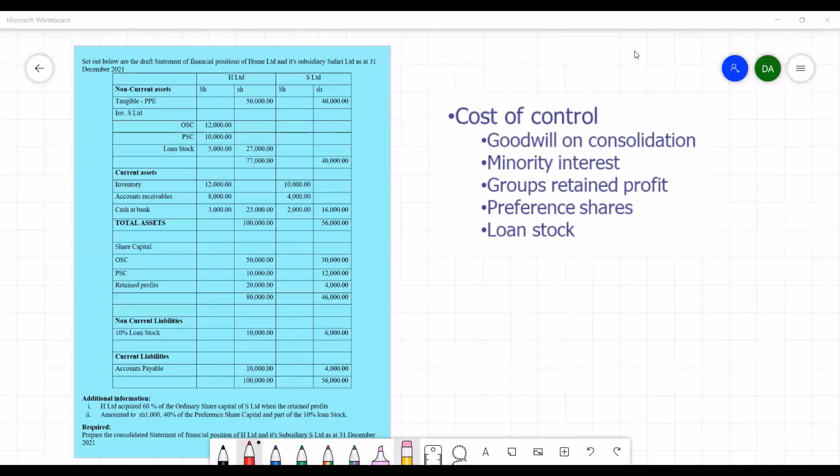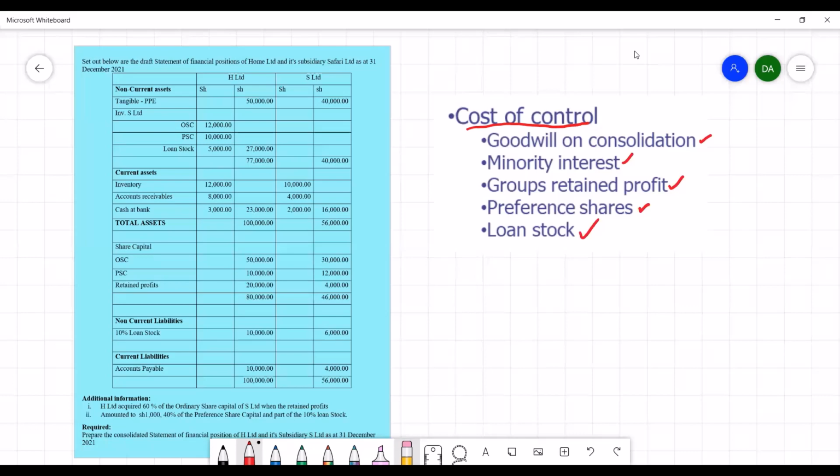This lesson is a follow-up to lesson 1 that we have just concluded. In this lesson, I'm going to use a simple example to illustrate the concepts that we have learned in lesson 1. Especially, I'm going to illustrate how to determine the goodwill on consolidation, minority interest, group retained profit, group preference shares, and also the loan stock. So here you're going to really learn how to prepare the cost of control account and determine the 5 items below.